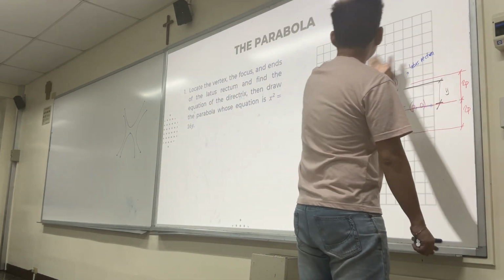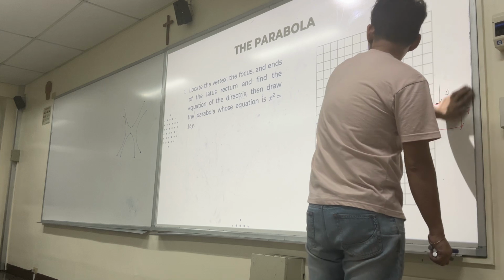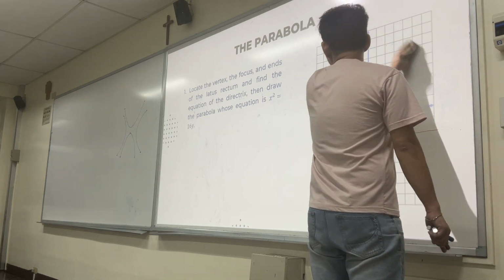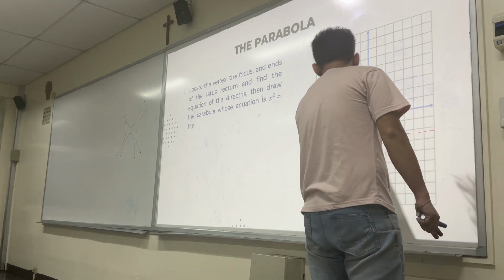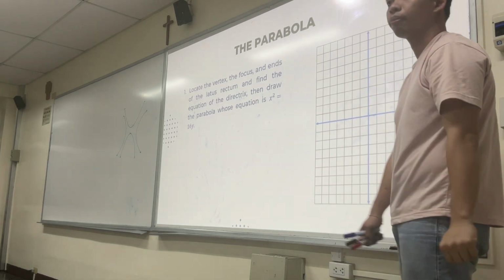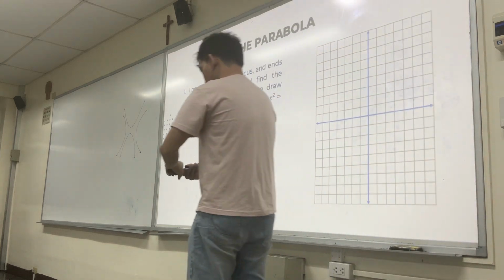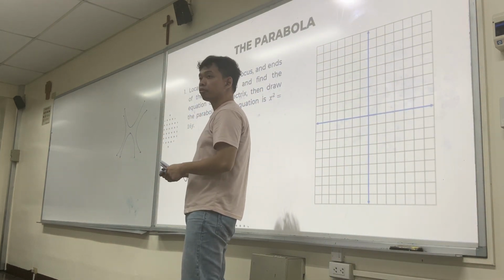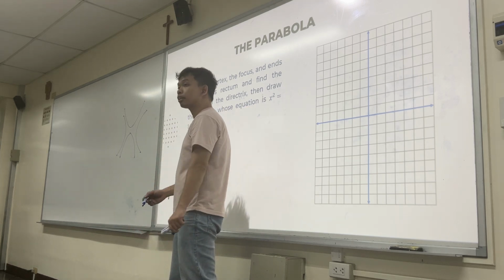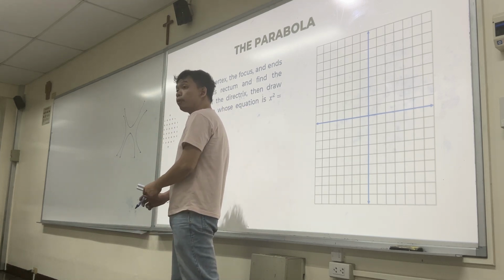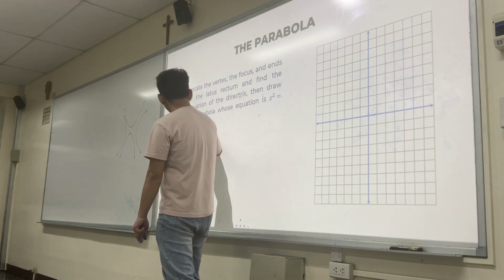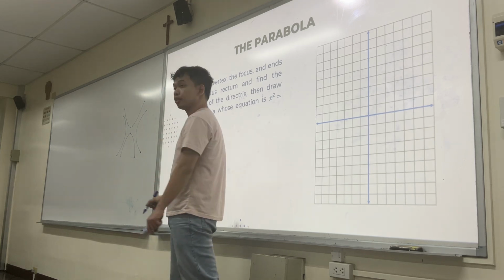Locate the vertex, the focus, and ends of the latus rectum, and find the equation of the directrix. Then draw the parabola whose equation is x squared equals 16y. If you have this kind of problem, you capitalize on the fact that your 16 is what? Your 4p. Remember, the equation would be x squared equals 4py.